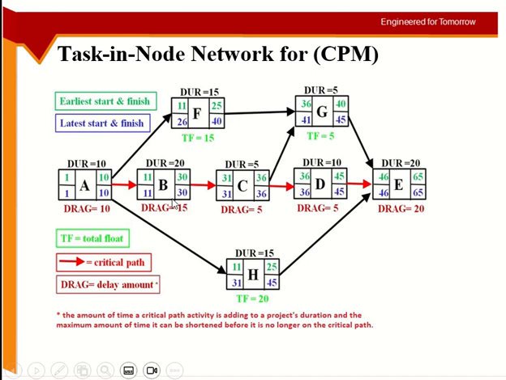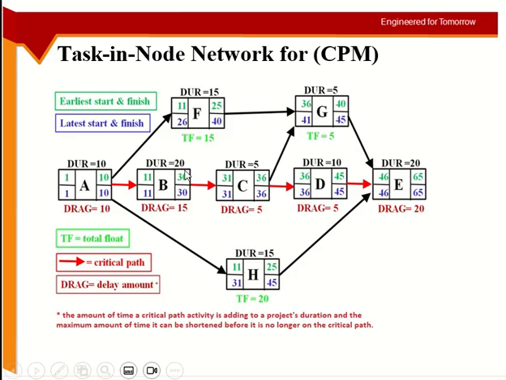Okay, so for example, if you take activity B, you can see I can reduce it up to 15. Up to 15, it will remain in the critical path. If I reduce it to 14 days, then this activity will become the longer one, and then this will become the critical path. Remember, I told you one of the conditions of the critical path is that the summation of durations gives you the longest duration of the project.